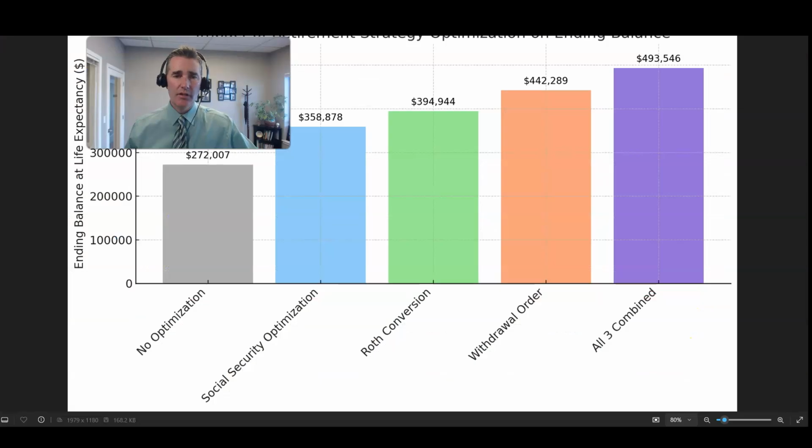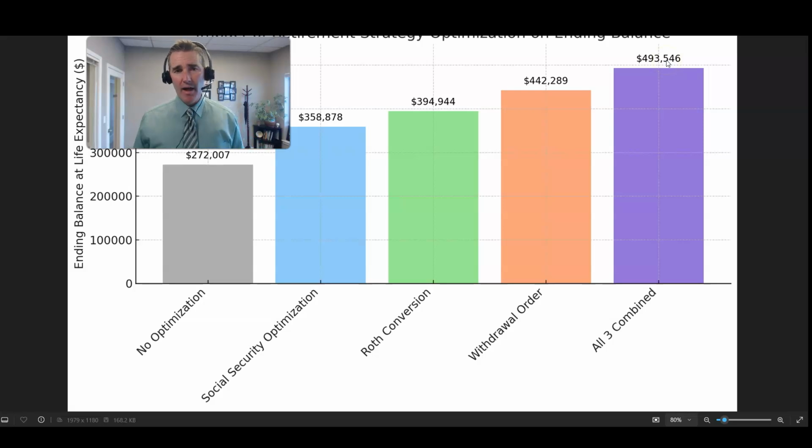So here it is. You can see the impact of optimizing their retirement. If they did nothing, they ended with $272,000. If they only did Social Security optimization, they ended with $358,000. If they only did the Roth conversion, they ended up with $394,000. If they only did the withdrawal order, they ended up with $442,000. But when you take all three of these different pieces and you stack them together and you really optimize the plan, now they end with $493,000.